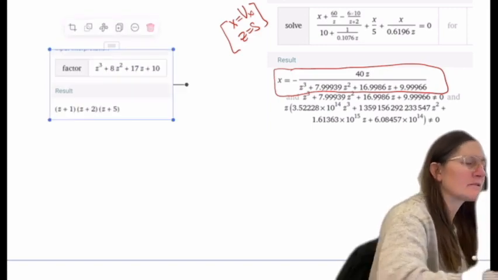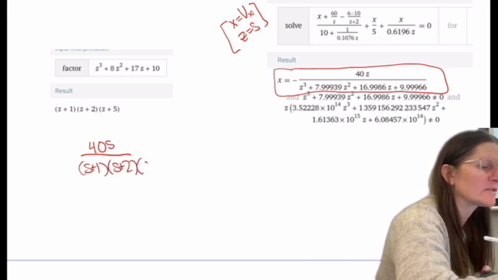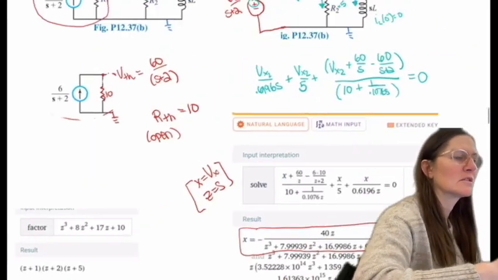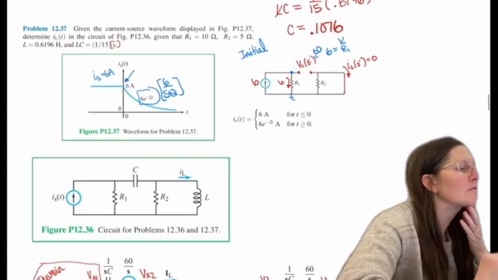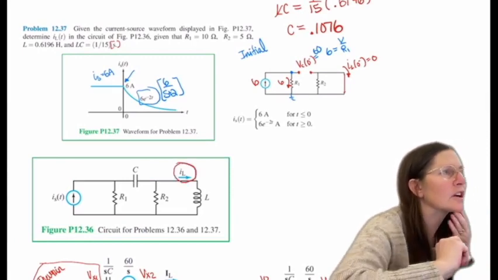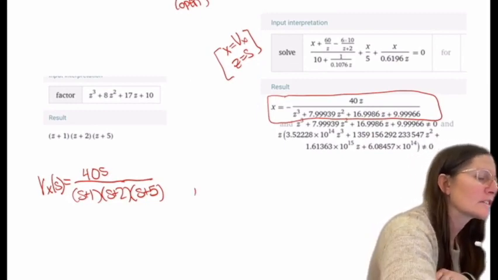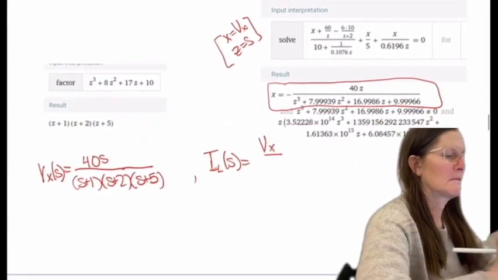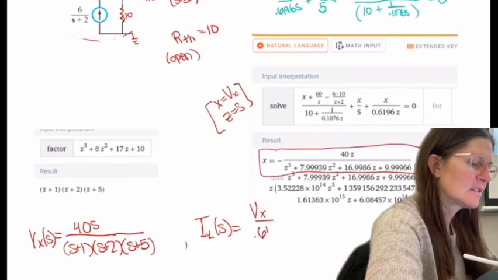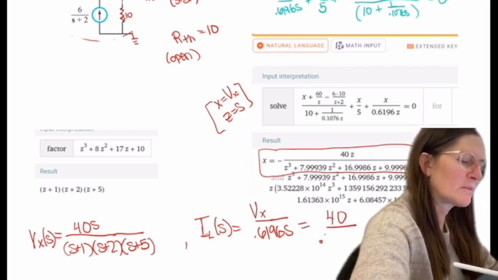So then from here I have 40S over S plus 1, S plus 2, S plus 5. And that is my VS term for VX. And so I go back to what am I trying to solve? In this case, I'm trying to find IL of T, which is the current going through the inductor. So how do I find that from this? IL of S is going to just be the VX over what was L again? 0.6196. Yes. So then the S's cancel, and I end up with 40 divided by 0.6196. So I figure out what that value is.